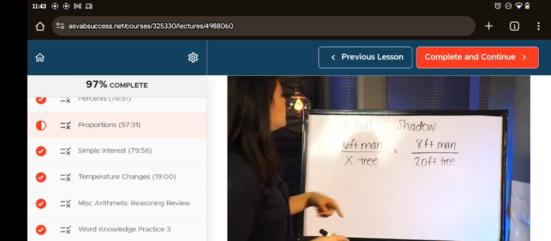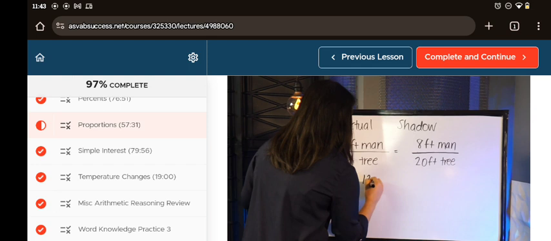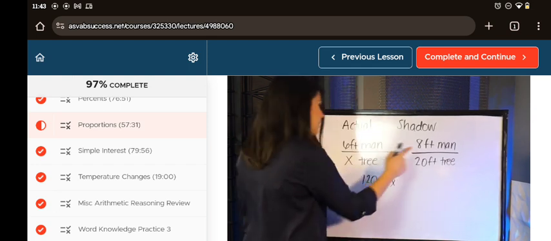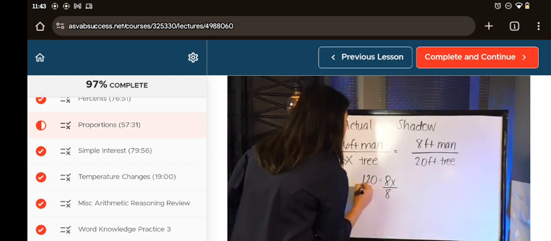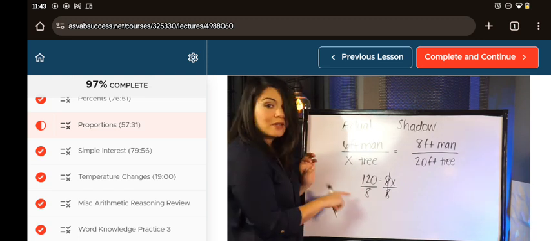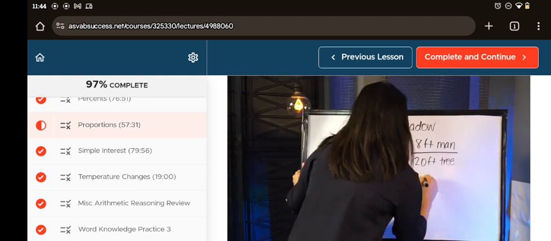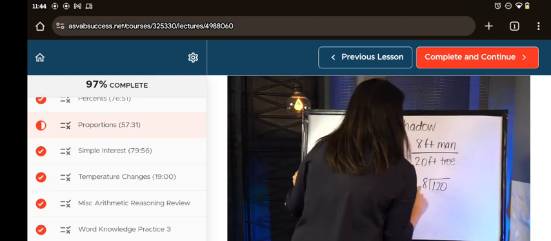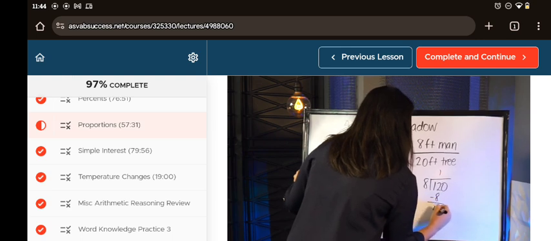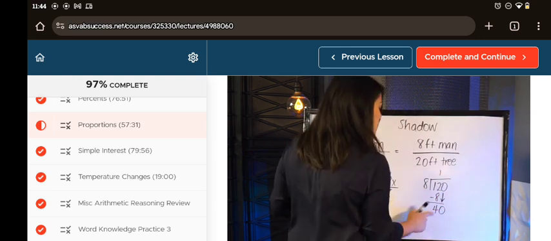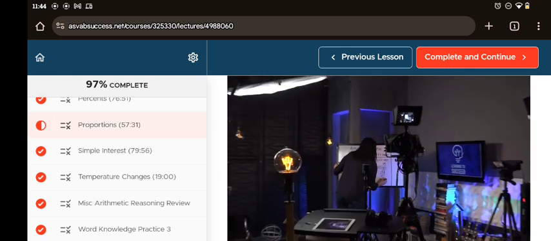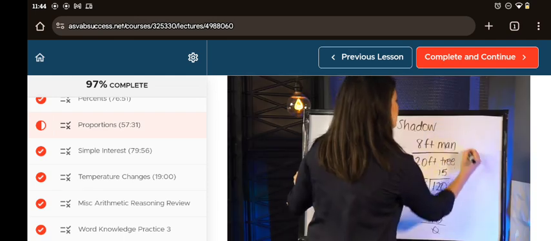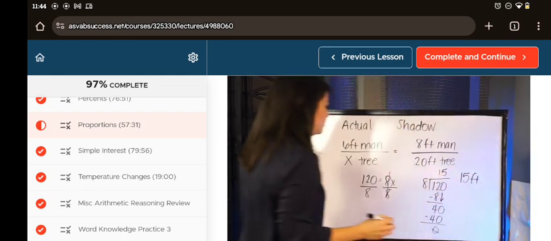All right, so let's go ahead and cross multiply. 6 times 20 is 120, and that's equal to 8x because 8 times x is 8x. We're going to divide by 8 so that we can go ahead and isolate the x and solve. And let's set that up over here. 8 goes into 12 one time. 12 minus 8 is 4. We bring down that 0. 8 goes into 40 5 times. 8 times 5 is 40. 40 minus 40 is 0. So the tree is 15 feet tall.